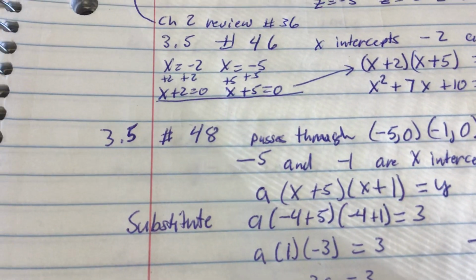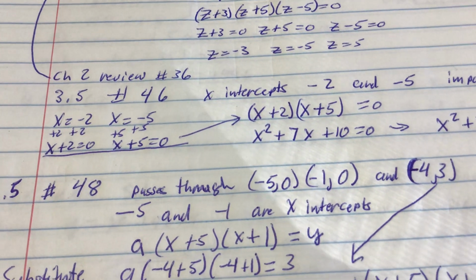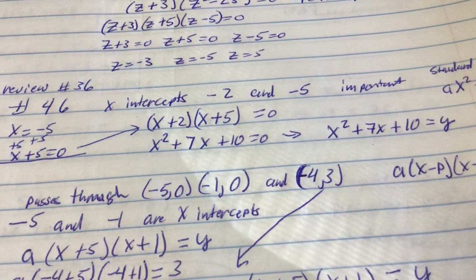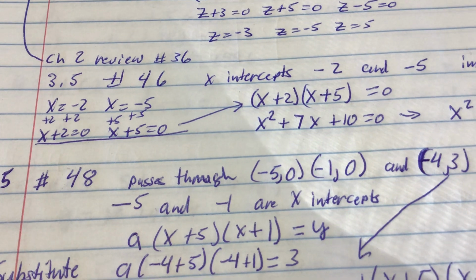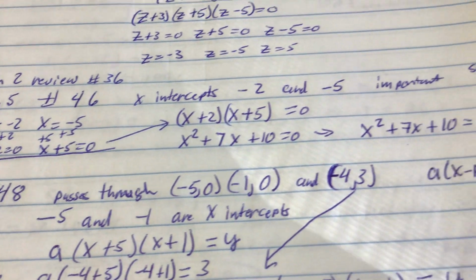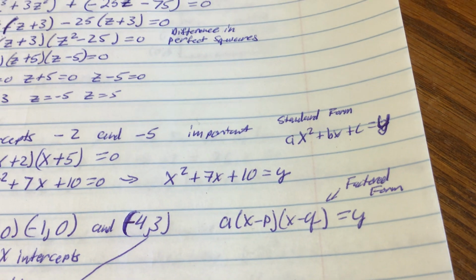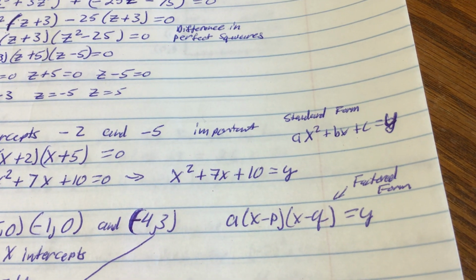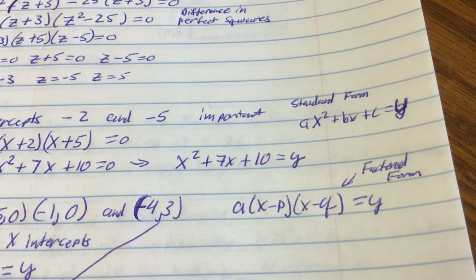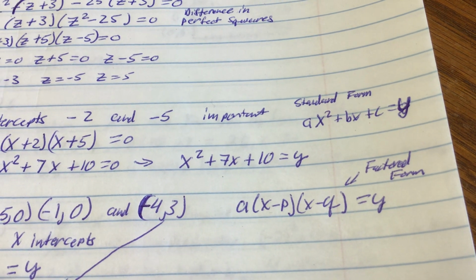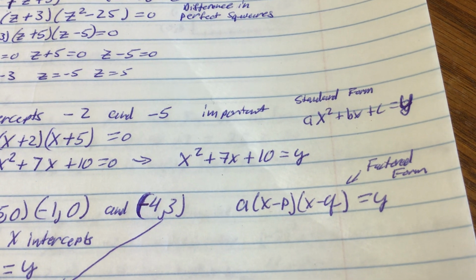All right, set 3-5, number 48. This passes through negative 5, negative 1, 0, and negative 4, 3. It's very much like the previous one, except we're going to have a different a value, which takes us to this factored form of a quadratic with an a value. Remember, the a value is the scale factor. So on this one, we're going to have to find the scale factor. The p and the q are representing the zeros of the function in factored form.